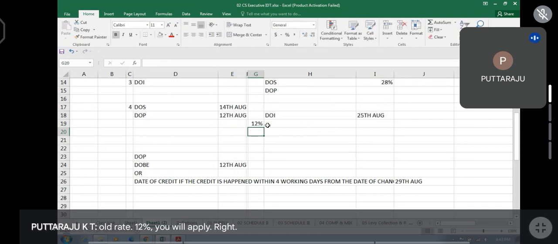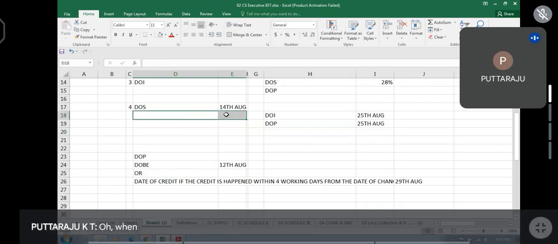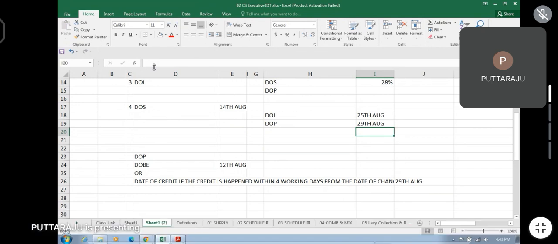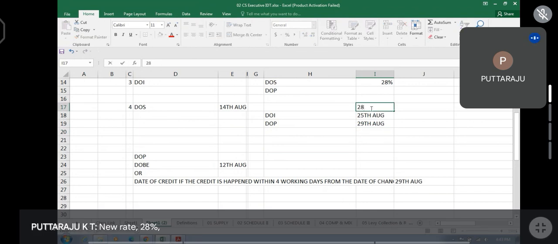Right? Yes, sir. When the date of payment is this one, according to this 29th, then which rate will you apply? New rate. 28% you will apply.